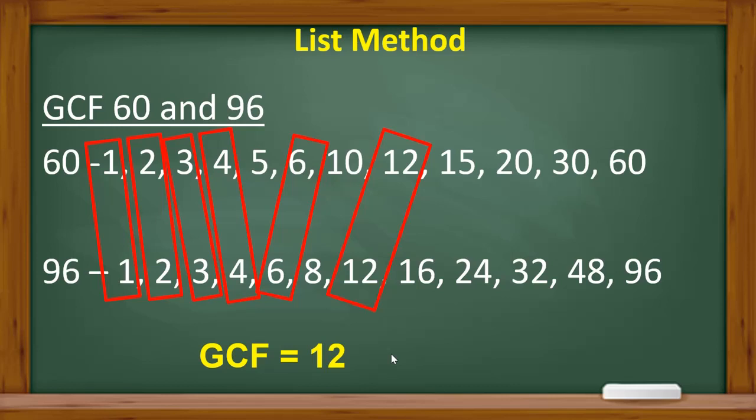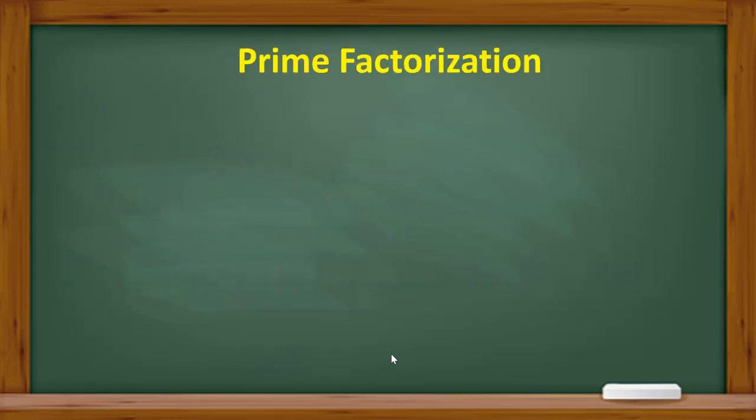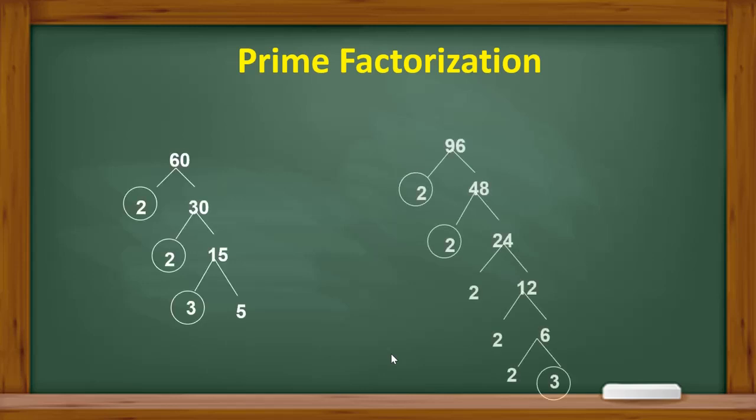Let us have the second method, which is prime factorization. We will list down all the factors. Factors of 60 are 2 and 30. Factors of 30 are 2 and 15. And factors of 15 are 3 and 5. So these are all the prime numbers or prime factors.